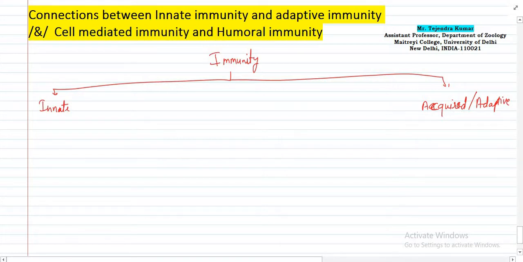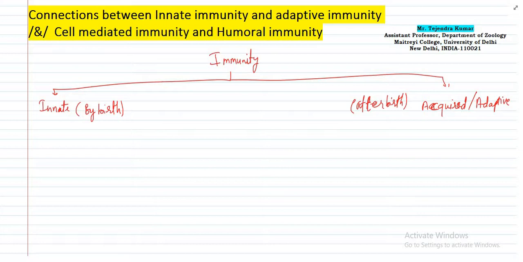Innate immunity is that immunity which is gained by birth, but acquired or adaptive immunity is that immunity which is not present in us by birth, but we gain after birth. We receive it after birth from vaccines. There are many reasons.